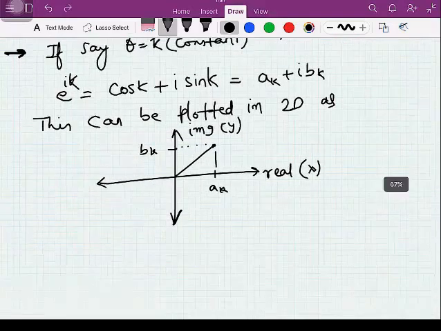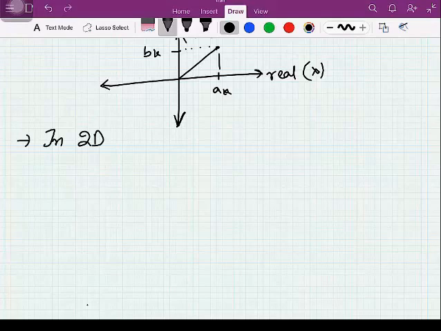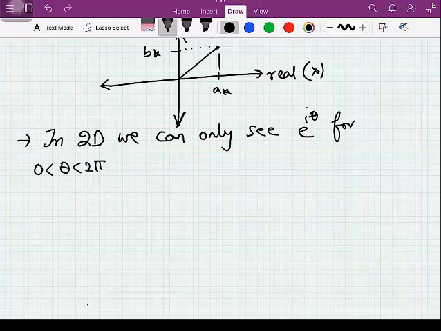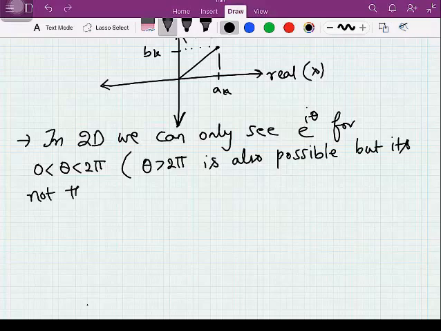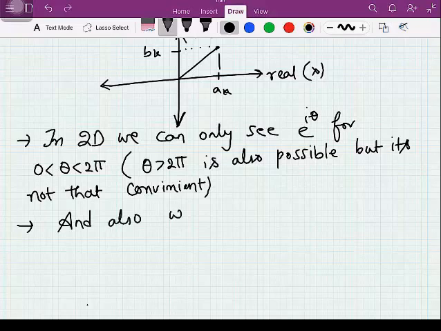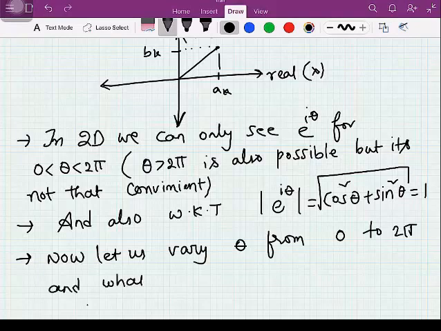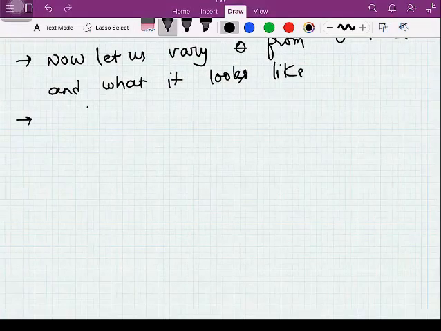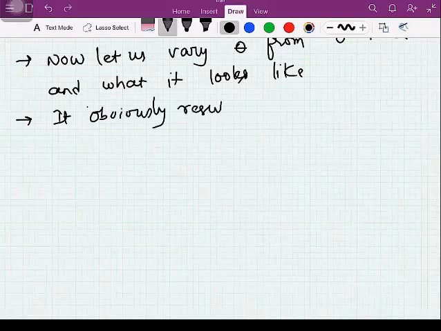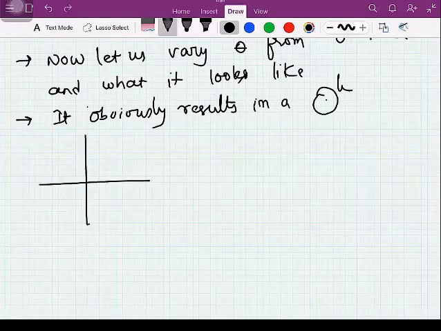So let us apply the same to see the complete picture of how e^(iθ) will look in 2D. For this, we vary values of theta from 0 to 2π. We can also vary theta greater than 2π, but it is not that convenient. We shall see that. And also we know that the magnitude of e^(iθ) is equal to 1. By summing up all these things and varying theta from 0 to 2π, we expect it to be a circle of radius 1 unit. So this is how it will look in 2D.